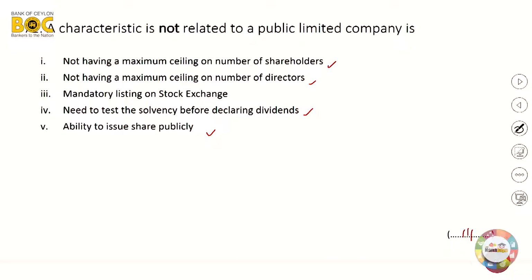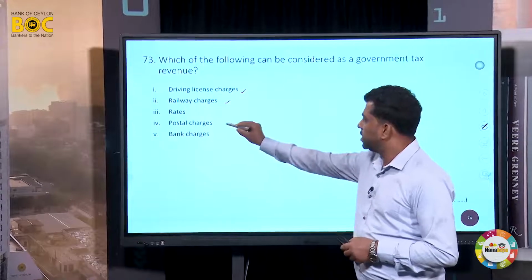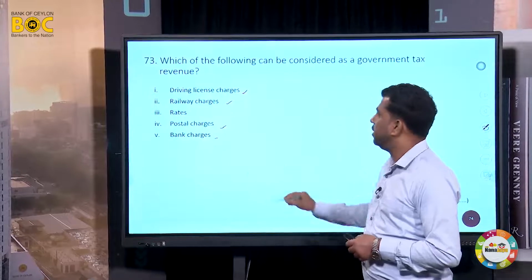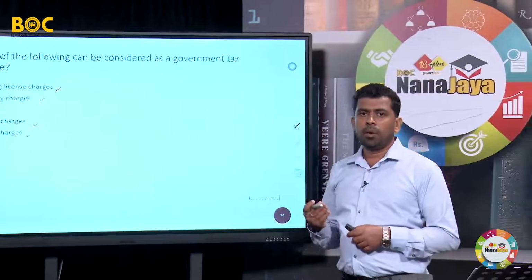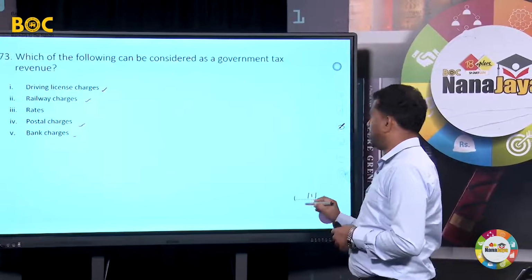Question number 73. Which of the following can be considered as government tax revenue? Driving license is non-tax income. Railway charges, non-tax income. Postal charges, non-tax income. Bank charges, it is not relevant for that. And rates, that means assessment tax, which is collected by the local governments. The third one is the option, it's a tax income.